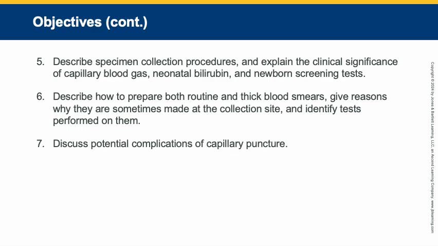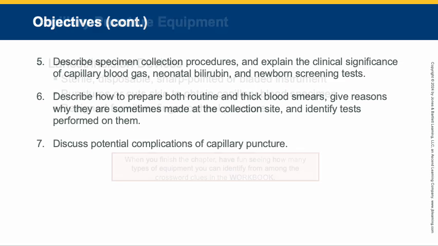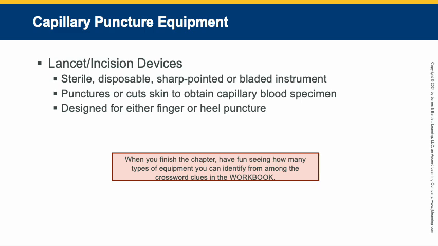Number 5, describe specimen collection procedures and explain the clinical significance of capillary blood gas, neonatal bilirubin, and newborn screening tests. Number 6, describe how to prepare both routine and thick blood smears. Give reasons why they are sometimes made at the collection site and identify tests performed on them. And lastly, number 7, discuss potential complications of capillary puncture. So we will start out discussing the equipment you need for capillary puncture.